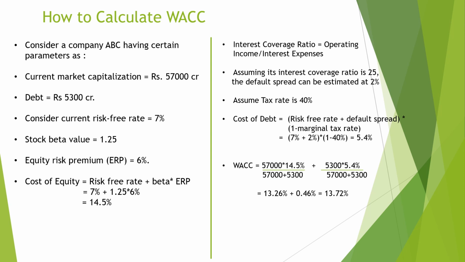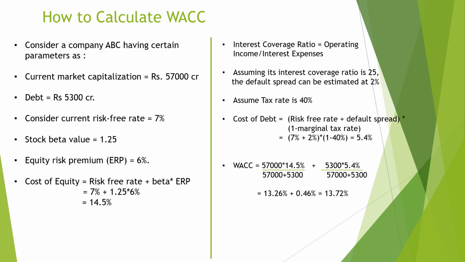And let's assume that the company is currently operating at a tax rate of 40%. So the cost of debt can be determined by the formula which I have mentioned in the slide, which is risk-free rate plus default spread, multiplied by 1 minus marginal tax rate, which in this case would be around 5.4%. To arrive at the weighted average cost of capital, we have taken the contribution of equity and debt to the capital structure. Equity is the 57,000 crores that we just spoke about, and debt is around 5,300 crores.